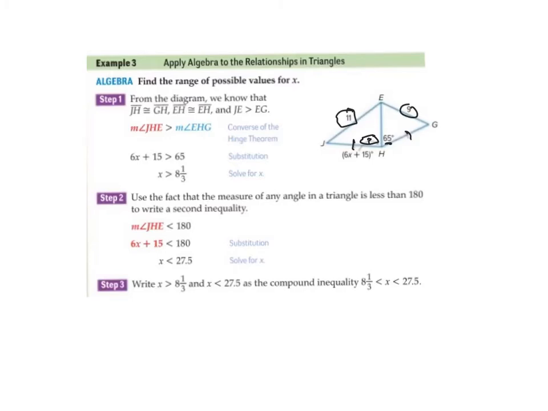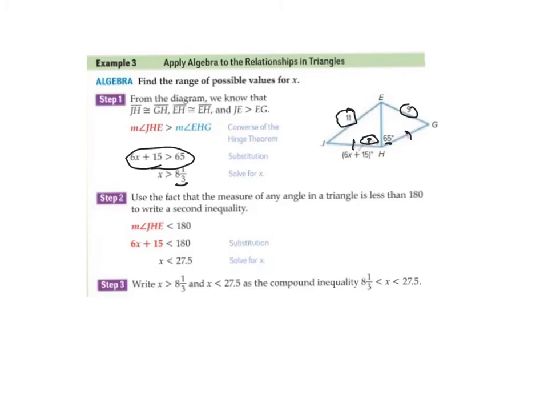So we know that this 6x plus 15 has to be greater than 65. Okay, so now we're using it as an inequality, but basic algebra. You can work out what x is, and then it's a case of plugging it back in again if you need to. All right, so we know that it has to be 27.5, so your x has to be greater than 8 1/3 but less than 27.5.